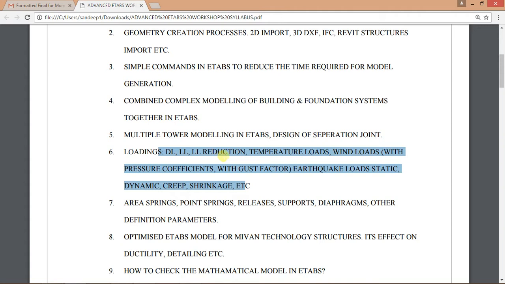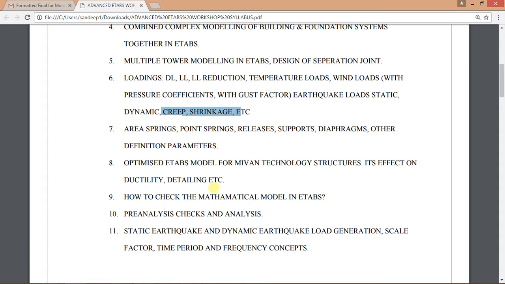live load, earthquake load, temperature load, different types of earthquake load also, like static, dynamic. In the dynamic we have the response spectrum, time history, etc. Some non-linear factors also we'll consider, which is P-delta, creep and shrinkage, etc. So this will also be considered during the first day: what is creep, what is shrinkage, how you can incorporate those effects into the modeling processes and when it is required.